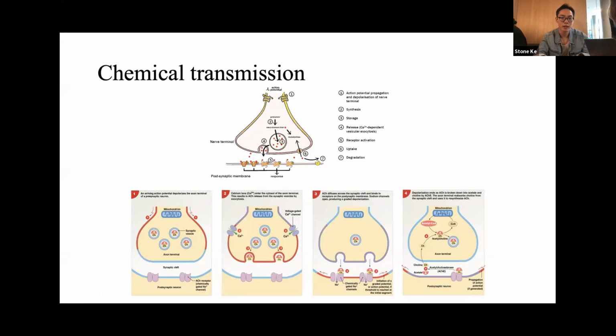These ligand-gated ion channels will open at the postsynaptic membrane. You'll have ions going in or out, and you have a change in membrane potential. If you have enough of that, you'll trigger another action potential at the next neuron.